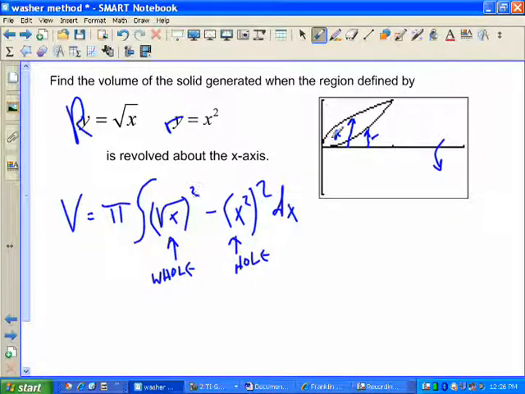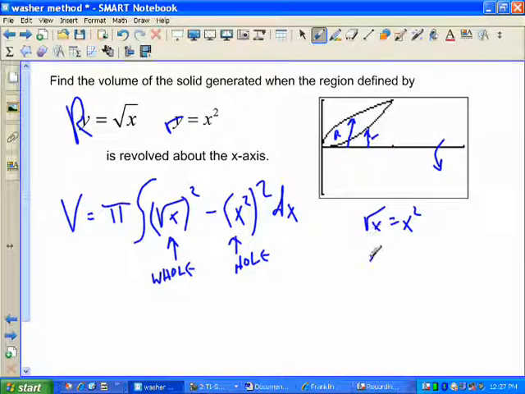Okay, so the whole minus the whole gives us the actual volume that we're looking for. Where are we going to integrate from? Well, we need to take a quick look and see where these two functions are equal to each other. When is the square root of x equal to x squared?